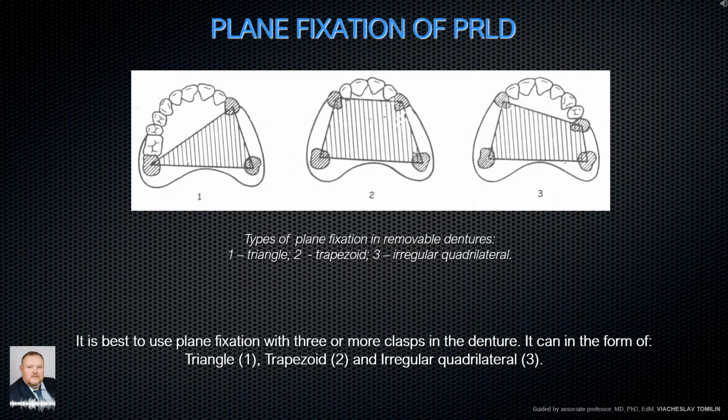Plane fixation of partial removable laminar dentures. It is best to use plane fixation with 3 or more clasps in the denture. It can be in the form of a triangle, 1, trapezoid, 2, and irregular quadrilateral, 3.